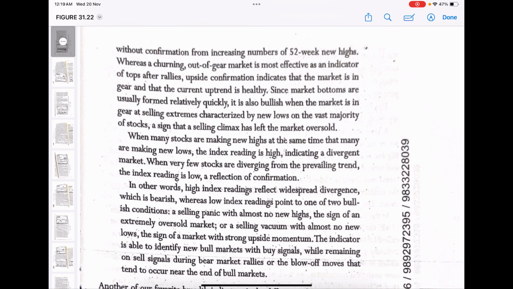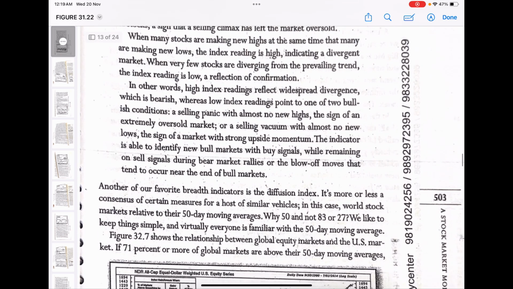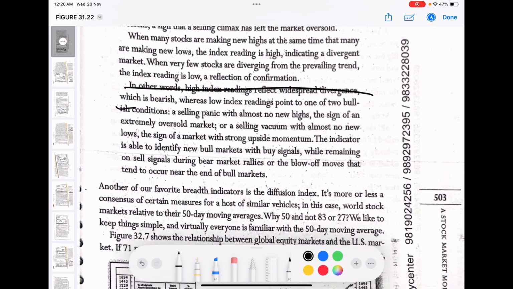Upside confirmation indicates that the market is in gear and that the current uptrend is healthy. Since market bottoms are usually formed relatively quickly, it is also bullish when the market is in gear at selling extremes characterized by new lows on the vast majority of stocks, a sign that a selling climax has left the market oversold. When many stocks are making new highs at the same time that many are making new lows, the index reading is high, indicating a divergent market. When few stocks are diverging from the prevailing trend, the index is reading low, a reflection of confirmation. In other words, high index readings reflect widespread divergence, which is bearish, whereas low index readings point to bullish conditions.